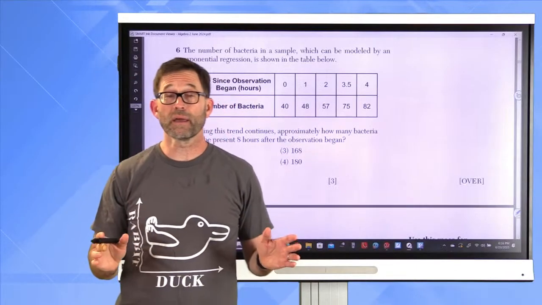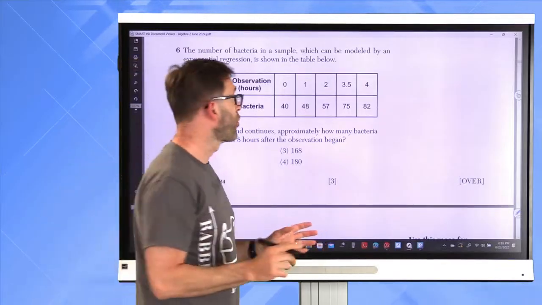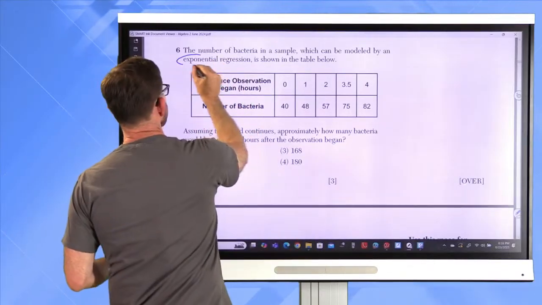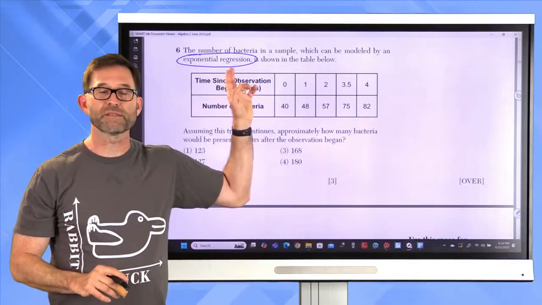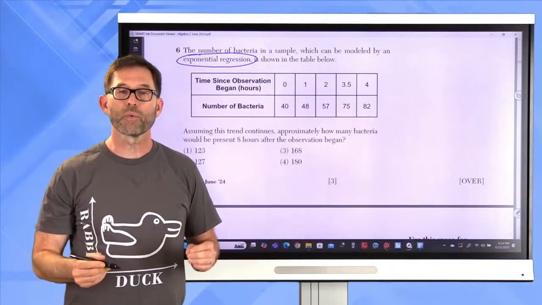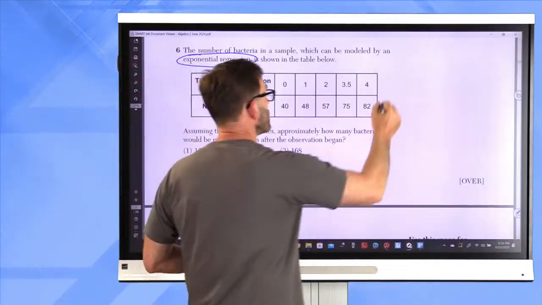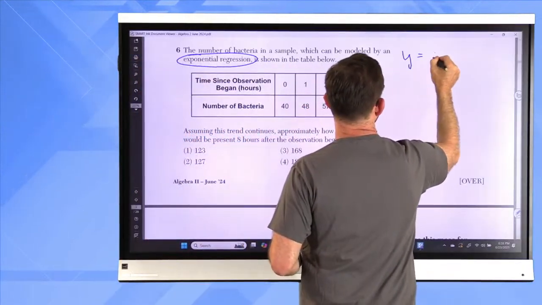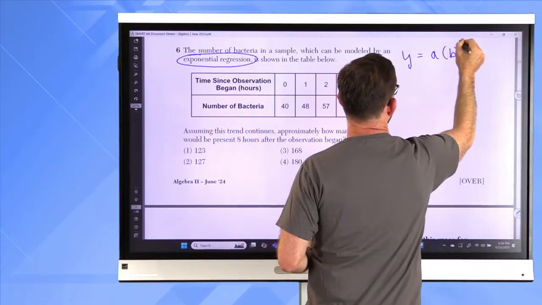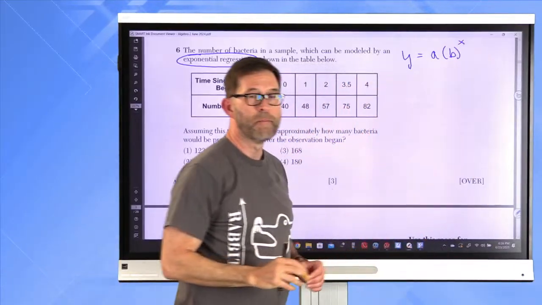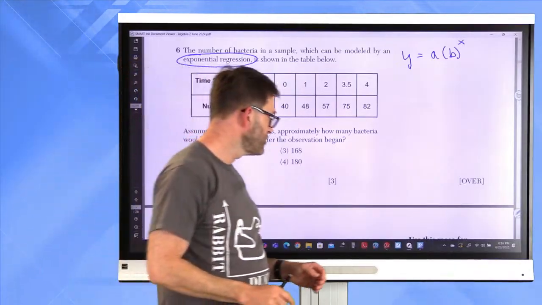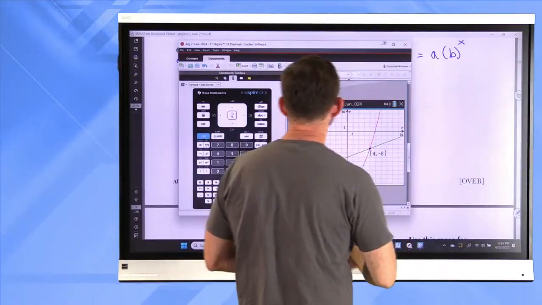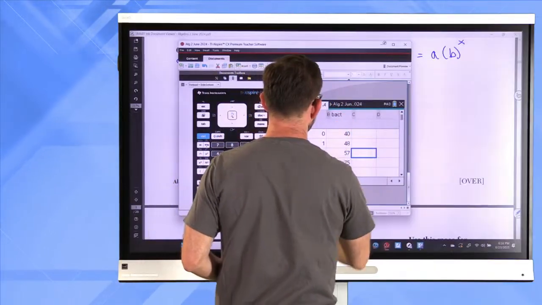All right, so there's a lot going on here, but probably the most important thing is that they're telling us that we can model this data using an exponential regression. In other words, we can model it with a curve that looks like y equals a times b raised to the x, but we have to use our calculator to figure that out. Just like before, I've set this up for us so that we don't have to spend a ton of time.